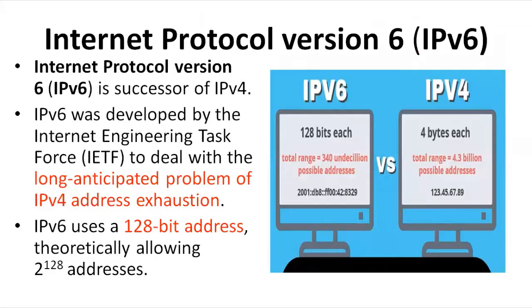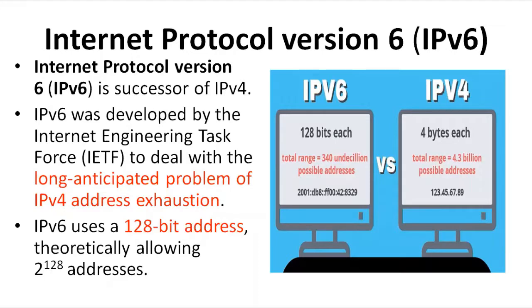What is IP version 6? Internet Protocol version 6 is also called IPv6. IP version 6 is the successor of IP version 4. Why is it the successor? The total range of IP version 4 is 4.3 billion addresses. The diagram on the right side shows that 4 billion addresses are there. That means IP version 4 has some drawbacks.